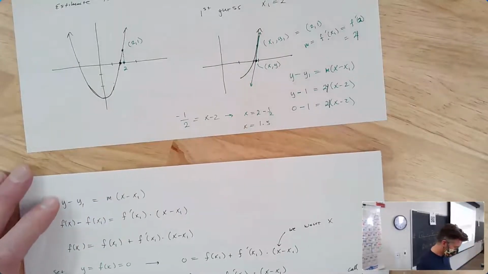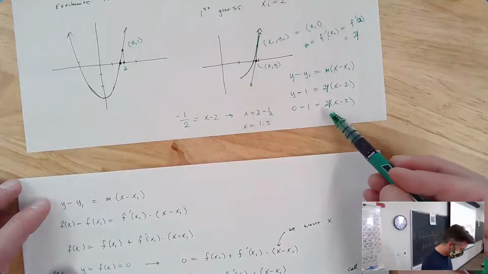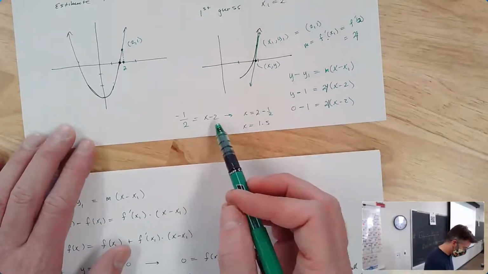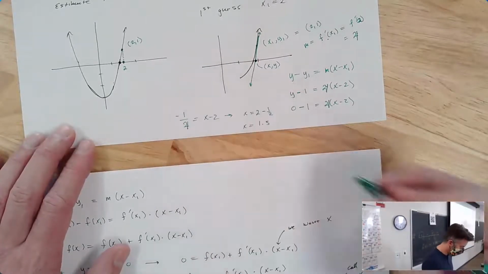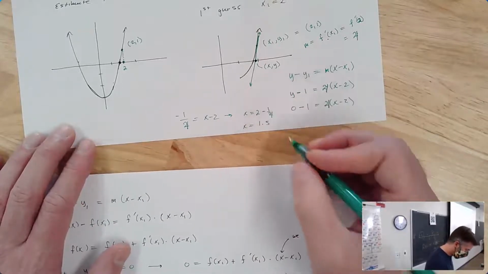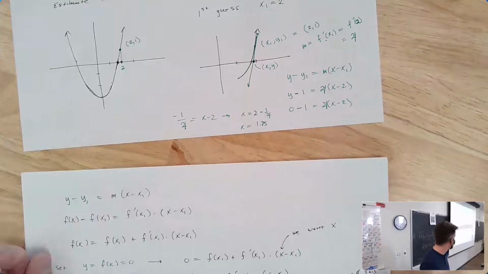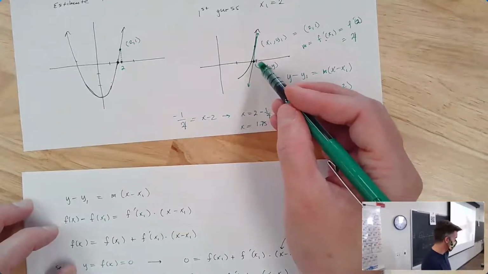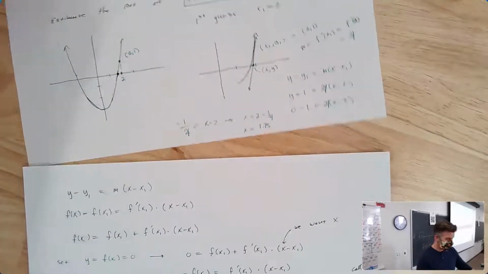And then when I calculated this, I would have ended up getting x minus 2 equal to negative 1/4 instead of negative 1/2. And then this would have been 2 minus 1/4, which would have been 1.75, which seems like it's still on the right side of that answer there. So that's comforting to me.